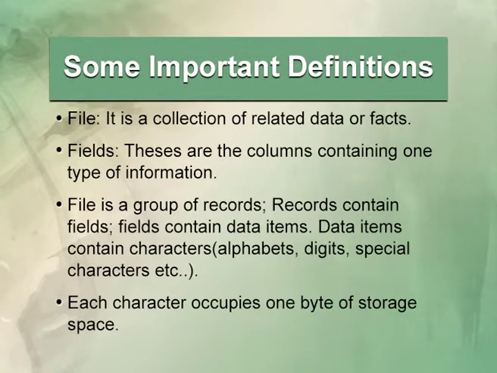Each character occupies 1 byte of storage in the secondary device, so we have to remember that. Depending upon this storage space occupation, we decide the size in the data types. Whenever we declare a data type and need to mention the size, we decide the size based on the fact that a character occupies 1 byte of storage space.